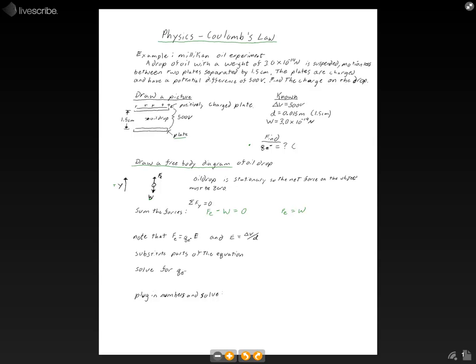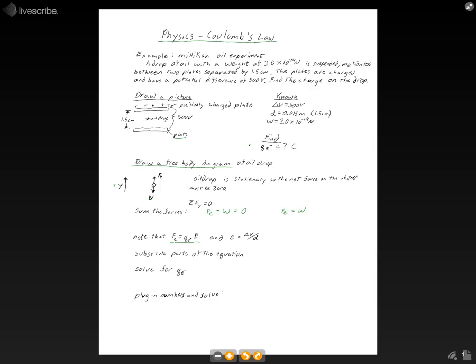There's also a couple of other things. We need to substitute in a couple pieces for this equation, because we want to solve for exactly what is the charge on this particle. So we need to break down this electrical force just a little bit. We know F sub E is equal to Q sub E times E. And we also know that E is equal to delta V over D. So we can go ahead and sub in those pieces of the equation.